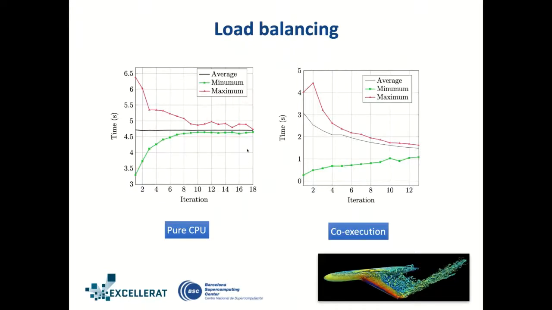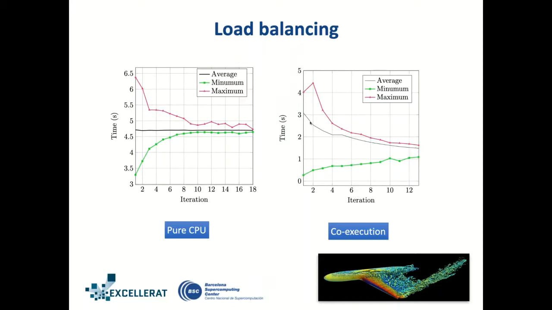More details on this. These are the different steps of the load balancing process for the CPU alone and for the co-execution. For the CPU alone, we see that the average time is constant because all the processes are running on the same type of device. But for the co-execution, the average time decreases while we are putting more mesh elements in the GPUs, because those are faster. That's what we expect.